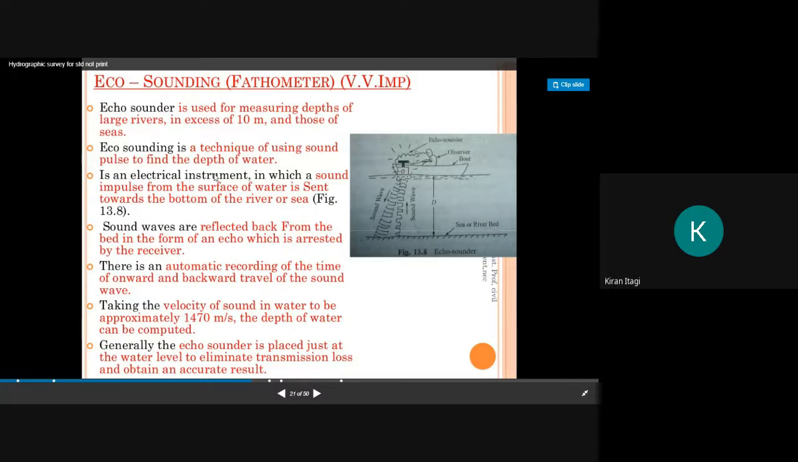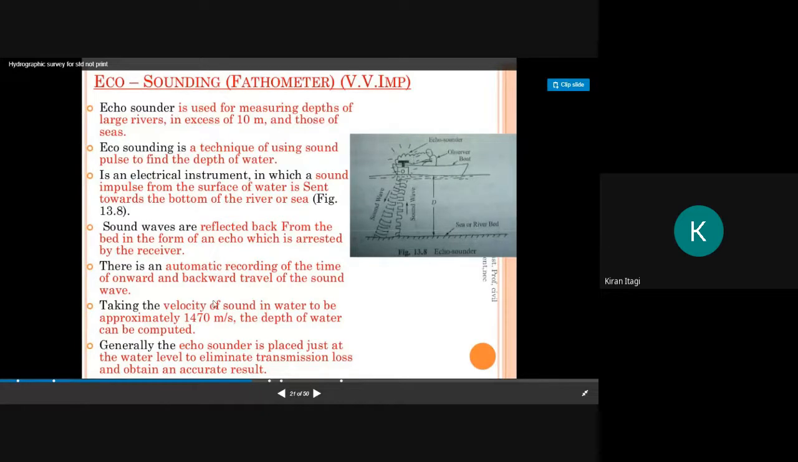It is an electrical instrument in which a sound pulse from the surface of the water is sent towards the bottom of the river. Here you can see the image from the machine. They send some sound waves, it will hit the ground and it will come back. Sound waves are reflected back from the bed in the form of echo, which is arrested by the receiver. There is an automatic recording of the time of onward and backward travel of this sound.